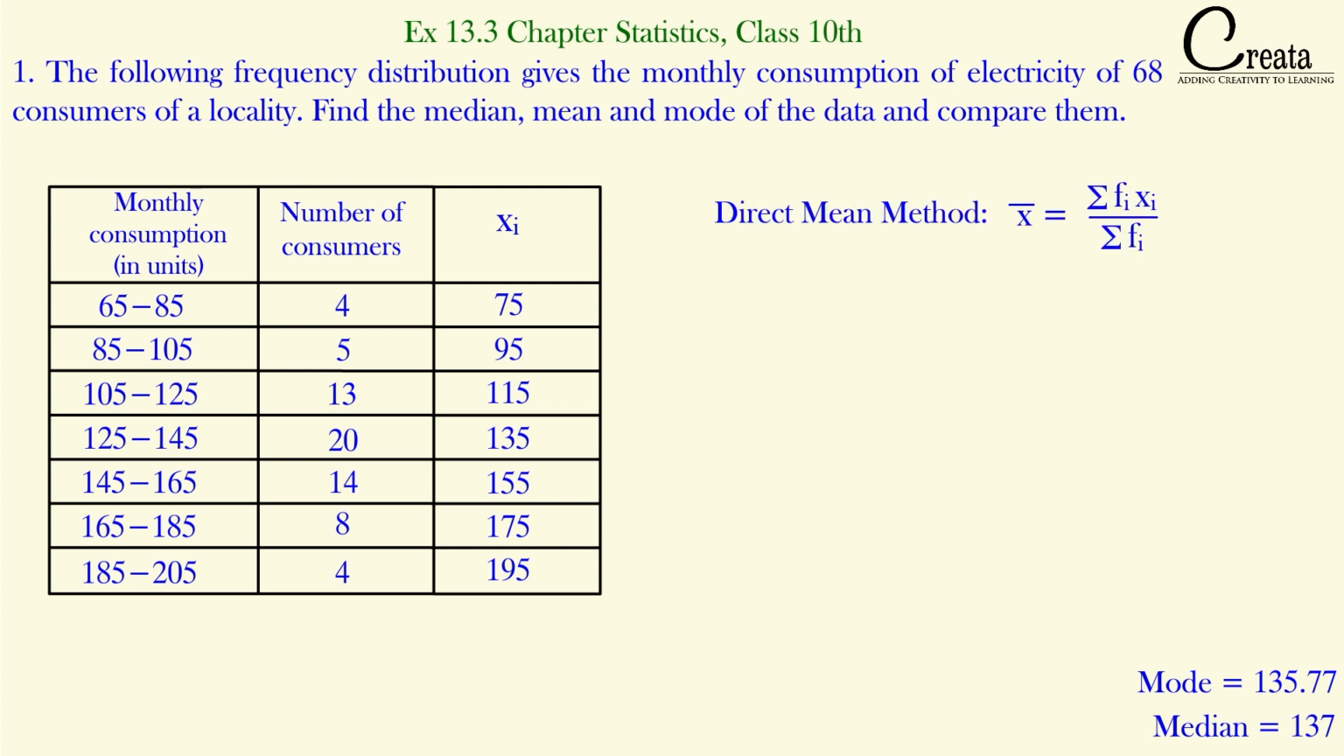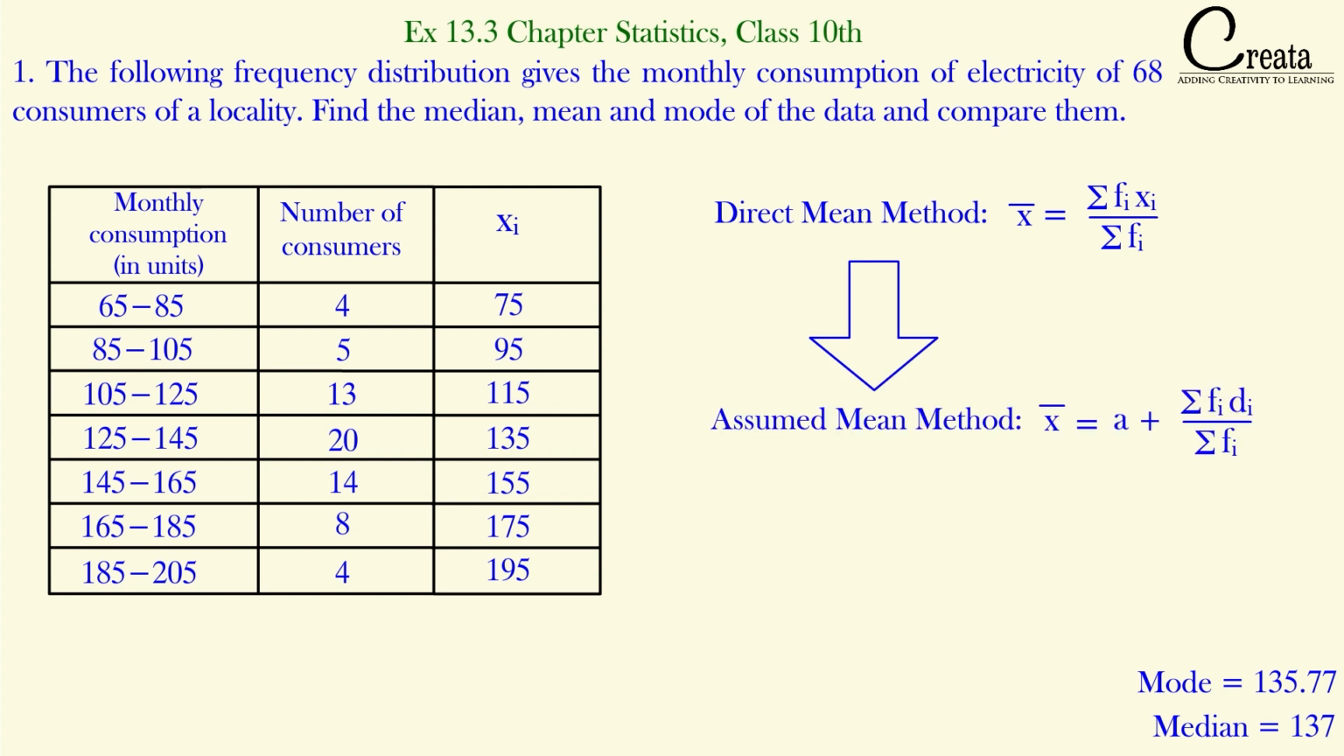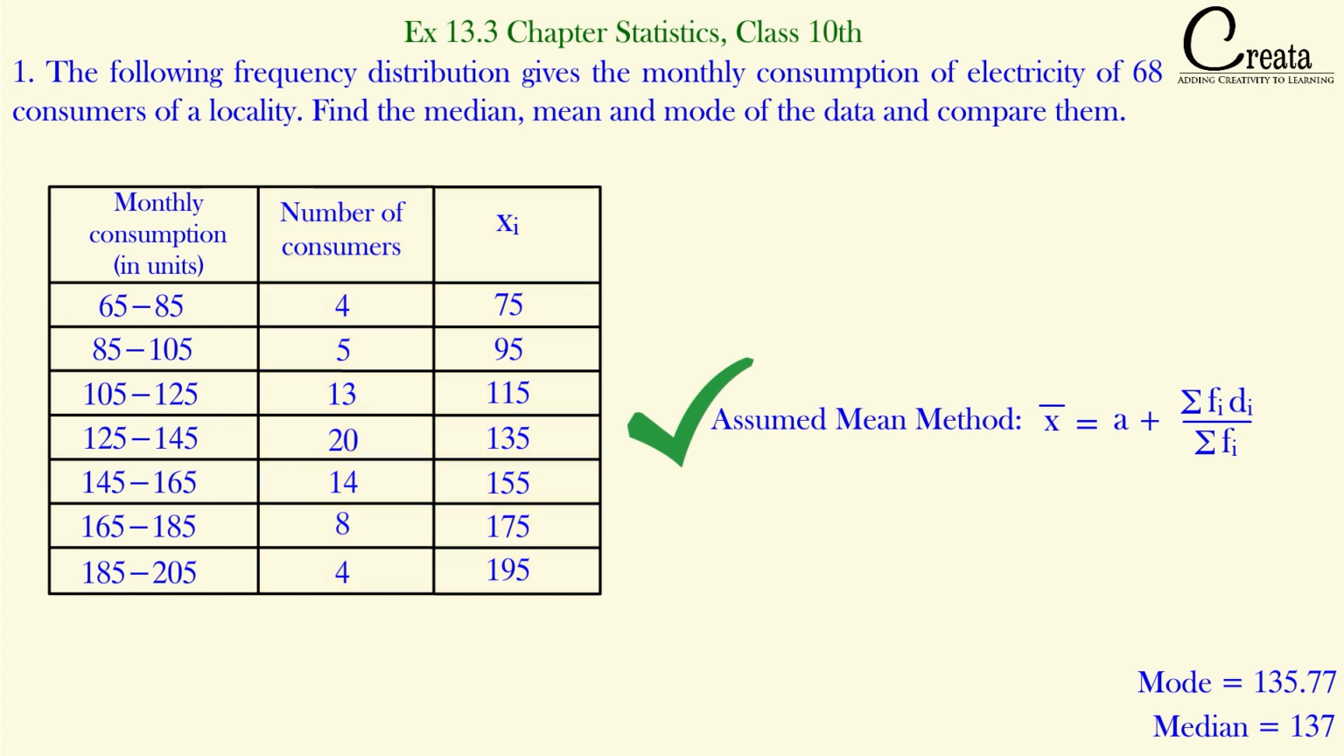Now we are open to use the direct method. This is the formula, or we can go to the next method, the assumed mean method, and this is the formula. And how do we decide which method we will use? It will be based on the simplicity of the calculation. Here, if we use the direct method, we have to multiply fi with xi, and the calculation will become tough. So we will go to the next method, the assumed mean method.